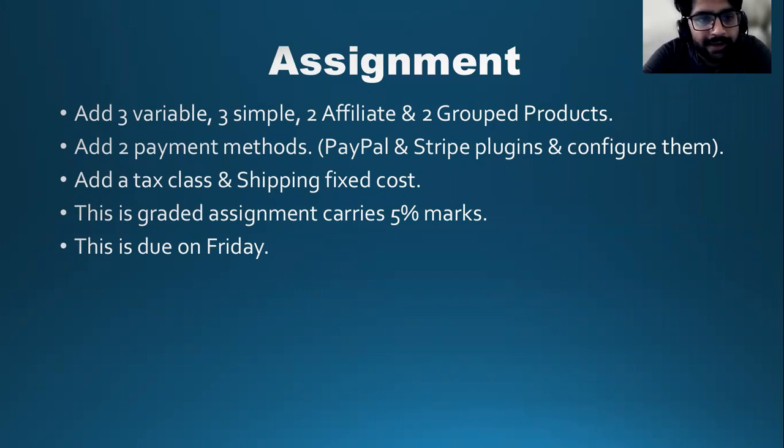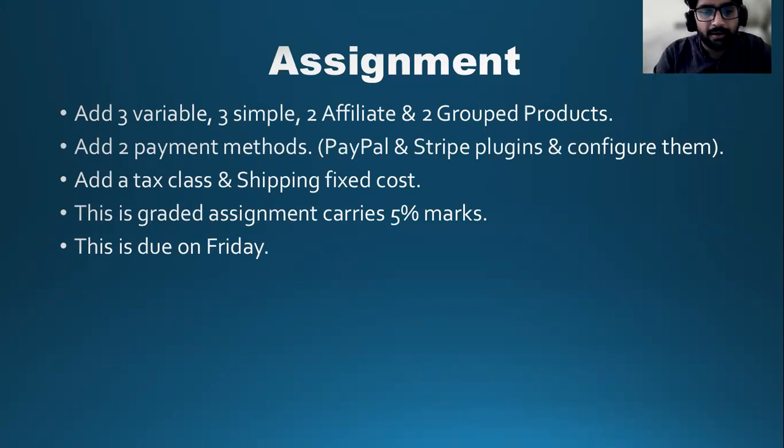So what you have to do, you have to add three variable, three simple, two affiliate, and two group products in your servers. And then you have to add two payment methods, which we'll learn today, PayPal and Stripe plugins, and you have to configure them. You have to add a tax class and shipping fixed cost in your e-commerce. This is a graded assignment, and this carries 5% marks, and this is due on Friday. With the combination of this assignment and the first assignment, now you have 10% of assignment marks, and it is included in the final grade.